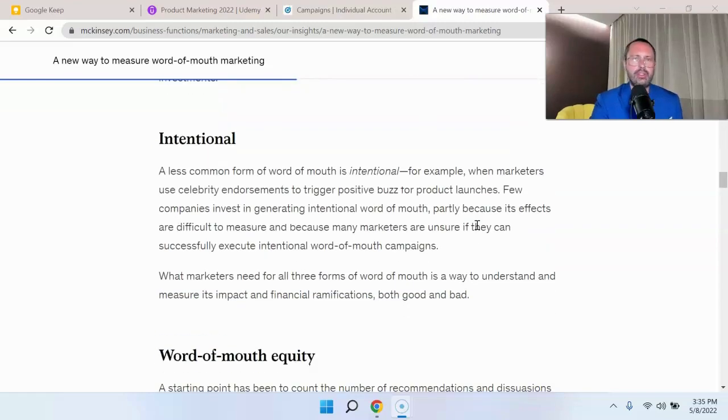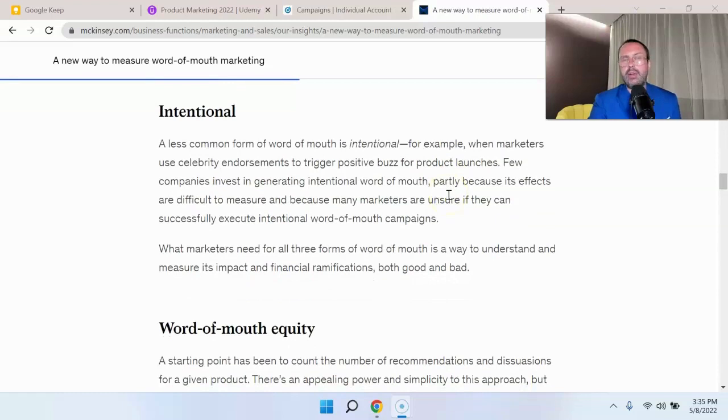And the third is intentional. This is when the campaign has basically been designed for the purpose of generating word of mouth. McKinsey's talking here about using celebrity endorsements. An example of this was when I once identified a few dozen influencers, and I got them all to simultaneously broadcast a product so that it would generate some sort of viral feedback loops. If people saw one influencer using the product and then another influencer, and they saw them all at once, there's this mindset that this product is huge, it's popular, it's trendy.